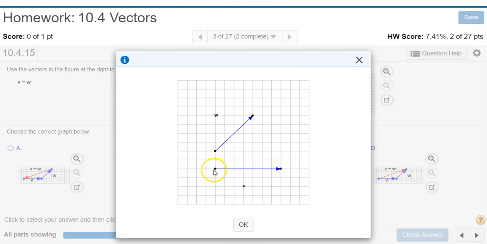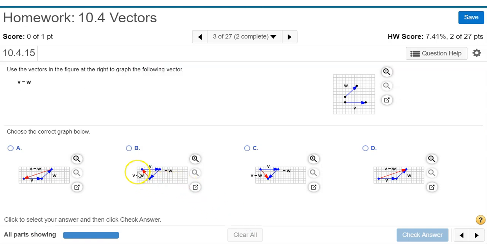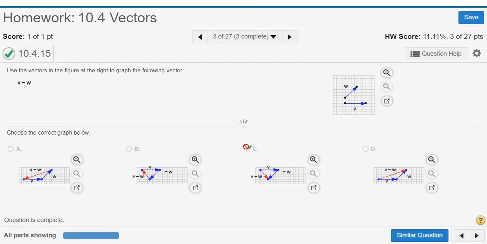So your red arrow should be going from the beginning of v to the end of w after you reverse this direction. So here's v. Here's minus w going back in the other direction, but this arrow goes towards the starting point. This arrow is going in the opposite direction. The arrow should go from the beginning to the end after you apply your movements. So the correct answer choice is C.